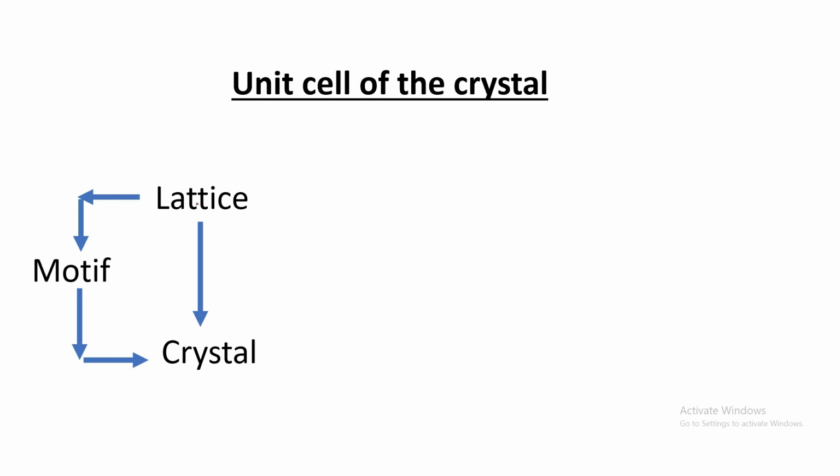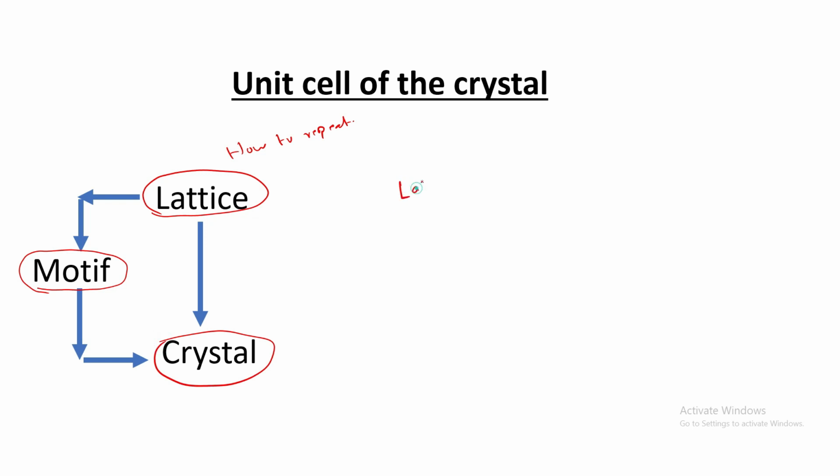The crystal: you have seen that first you select the lattice, then select the unit cell, and then you find the motif, what to repeat. So lattice is how to repeat, and motif is what to repeat. Then finally you will get a crystal. So really it means lattice plus motif finally gives you the crystal.